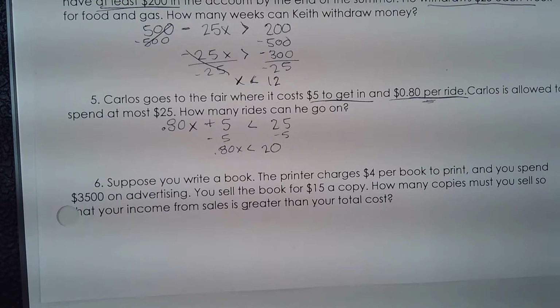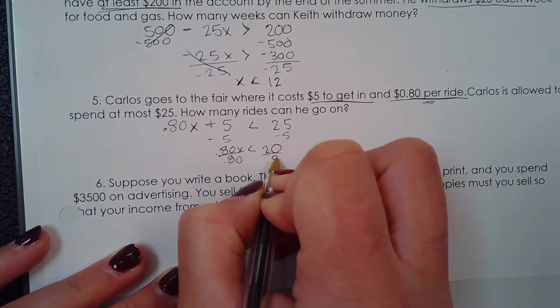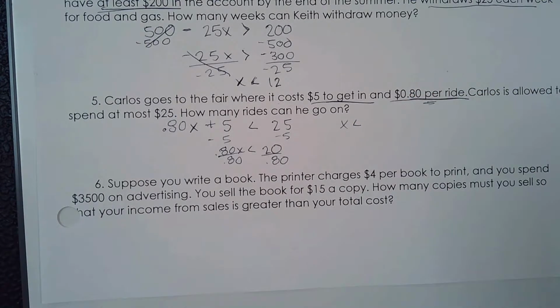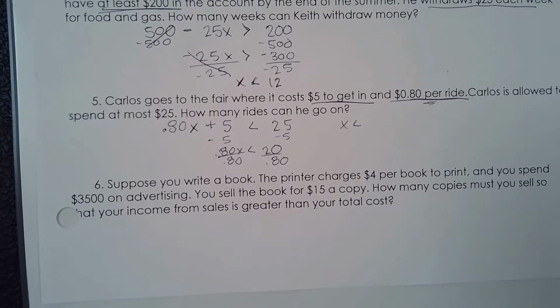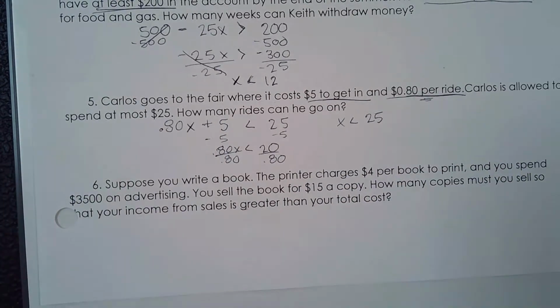Rachel, what do we do from there? Yes, ma'am. Divide by 0.80. Savannah, what do we get? 25. So do we need to round any direction with that? No.